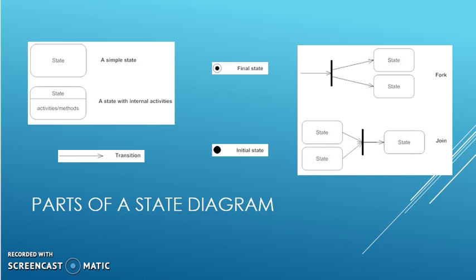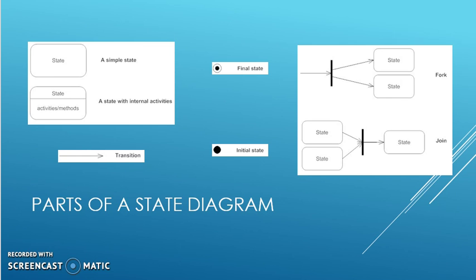In the upper left hand, we see a simple state or a state with internal activities. These are the primary focuses on your state diagram. Below them, you will see the transition arrow. This is used to transition from one state to another, or having an action performed.